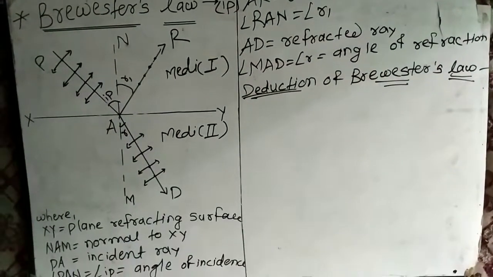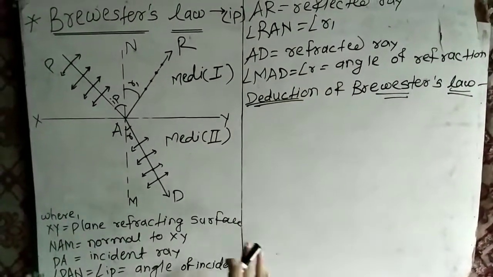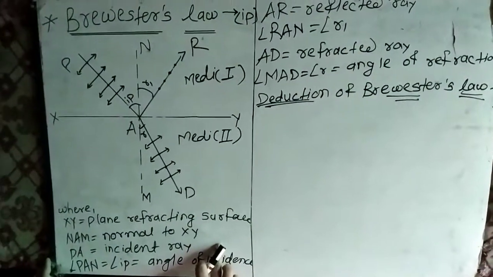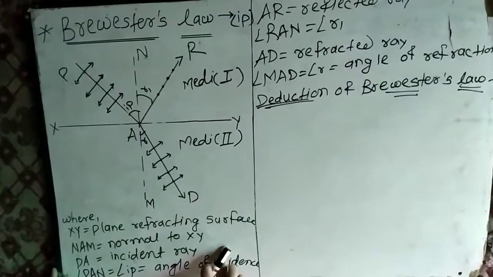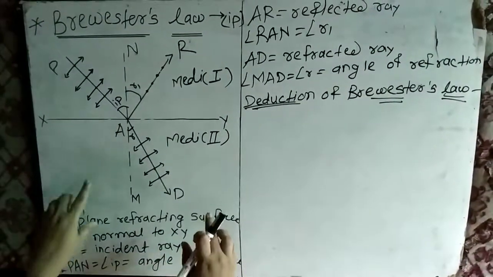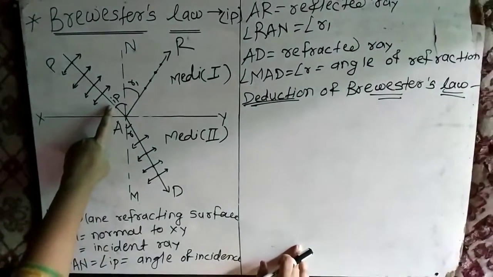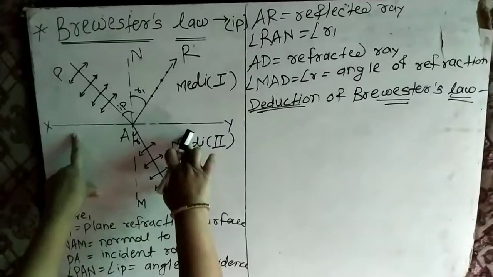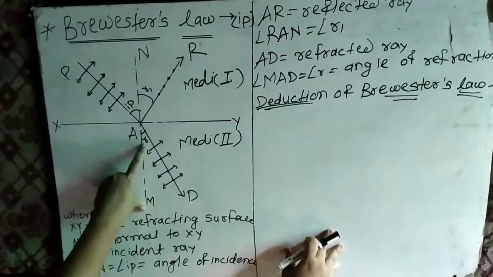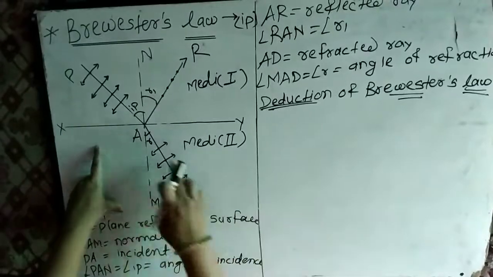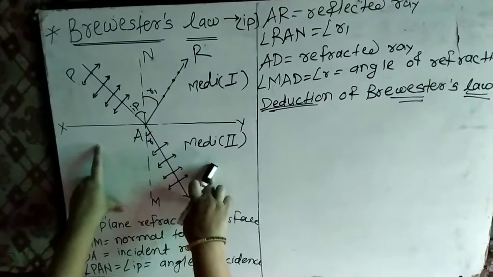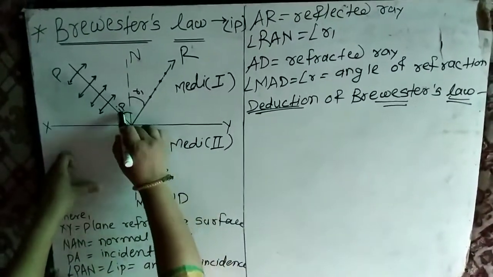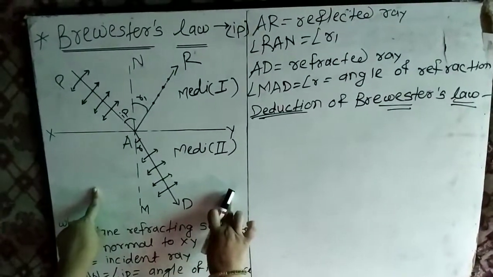This is Brewster's law, and it is also known as Brewster's angle. Brewster's angle is defined as the angle of incidence of ordinary light at which the reflected ray in a transparent medium is completely plane polarized. That angle is known as Brewster's angle.